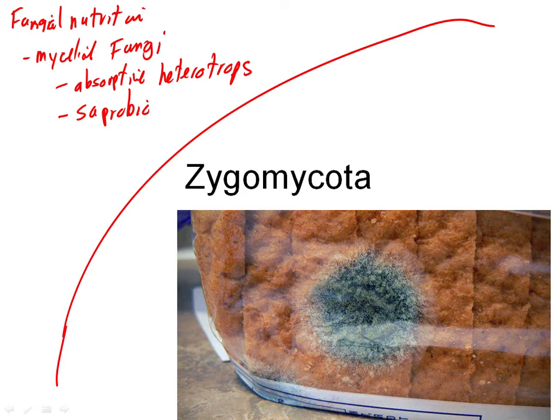So a parasitic organism feeds on a living plant or animal. A saprobic organism feeds on a decaying plant or animal. And so most of these guys are going to feed on decaying plants, although they can be important decomposition agents for dead animals also, but we're going to see them all on plants. Here's some of the Zygomycota growing on bread. So a saprobic organism, or sometimes also weak parasites.